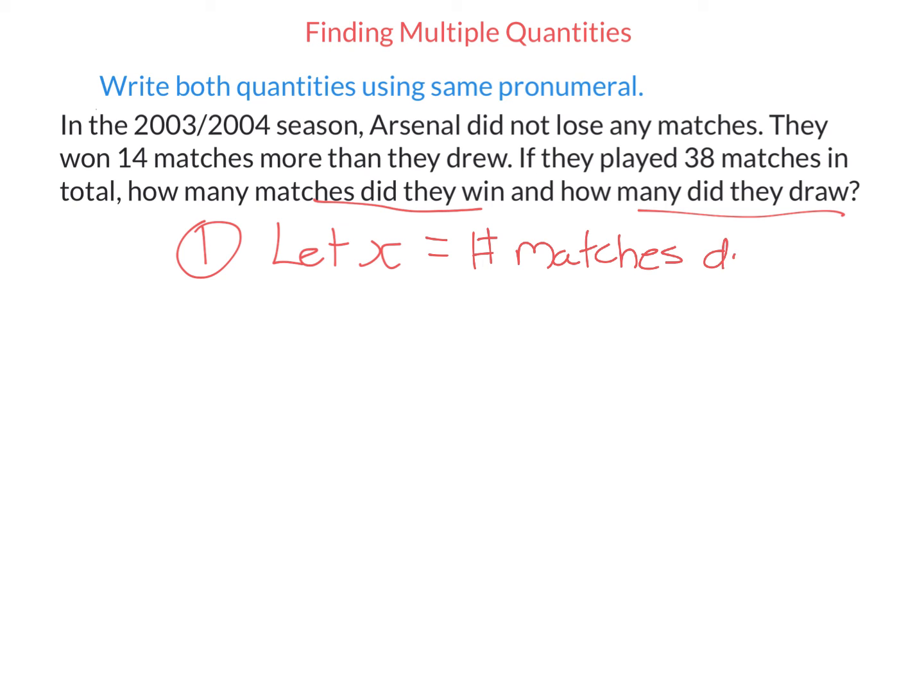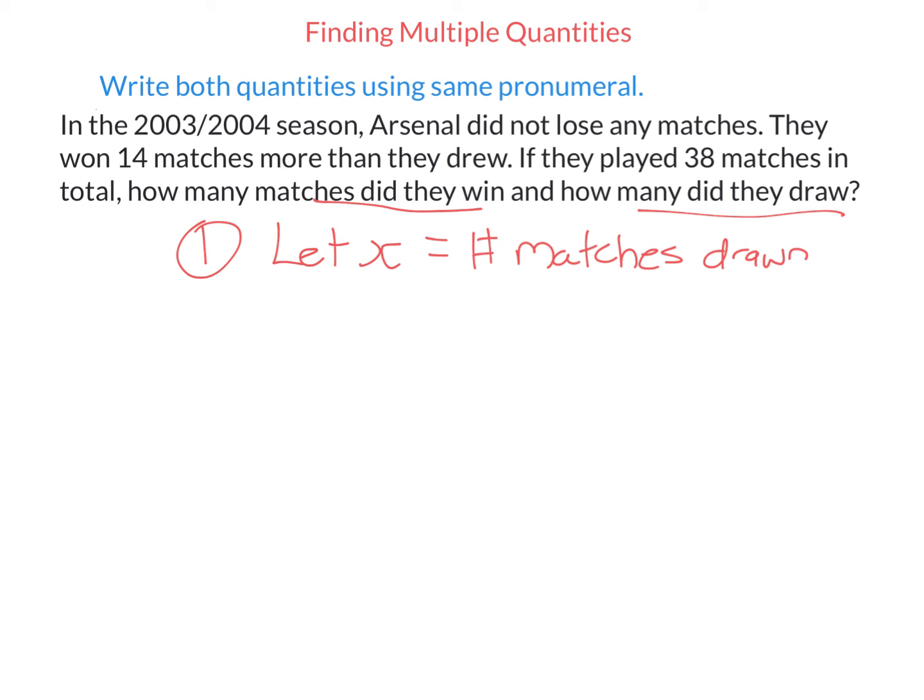So this note in blue at the top says write both quantities using the same pronumeral. What that means is I don't use another letter for the other quantity. I'm not going to let y be the number of matches they won. The reason for that, we don't know how to solve equations when there is more than one unknown. We don't know how to solve equations when there is more than one pronumeral. We only know how to solve when it's like just x's or just a's or whatever. So I'm not going to let y equal the number of matches won.